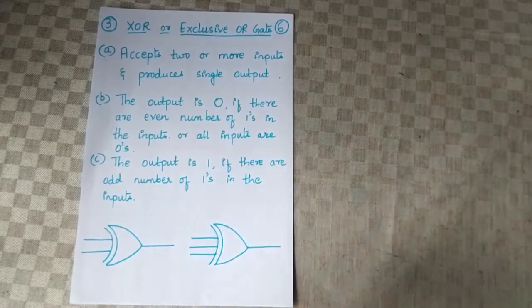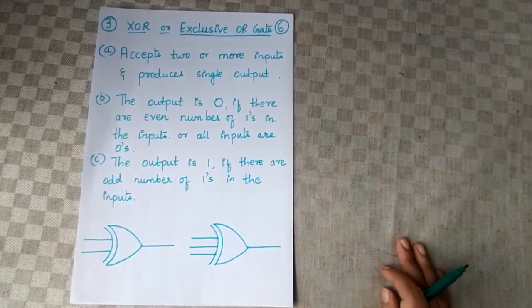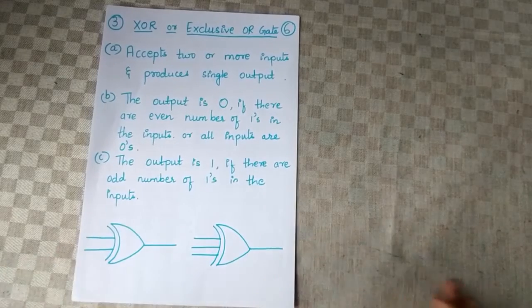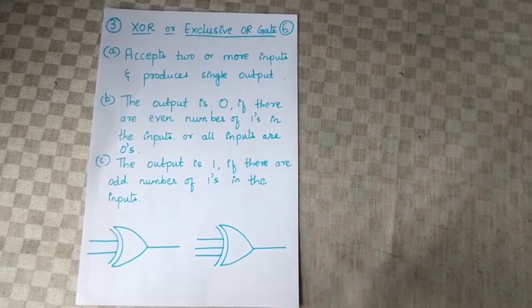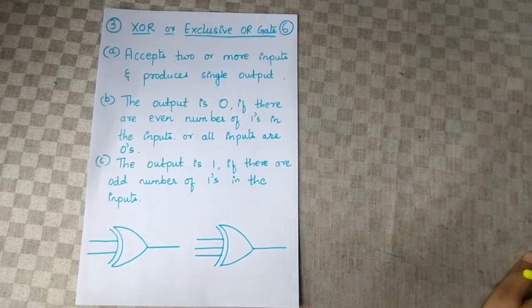Now let us see the next logic gate. So the next logic gate here is XOR, that is the exclusive OR gate. Now how does this exclusive OR gate work? So let us see the explanation for it.